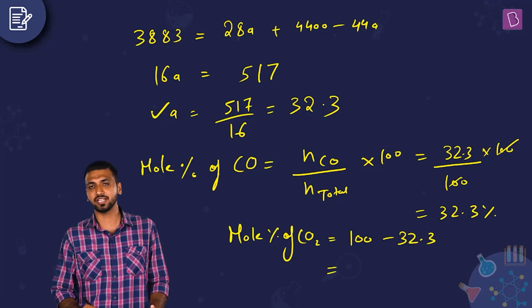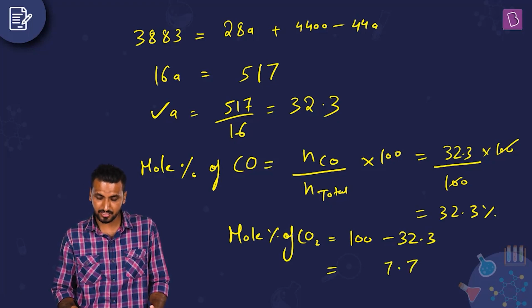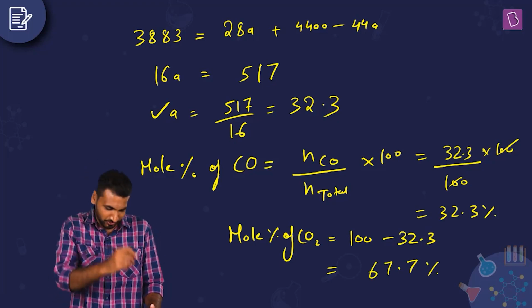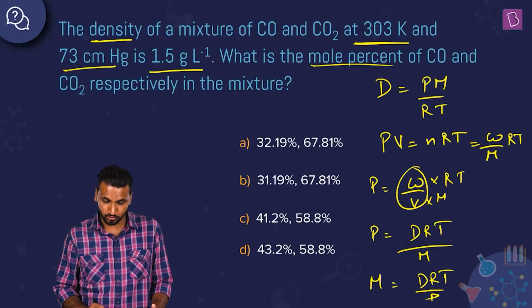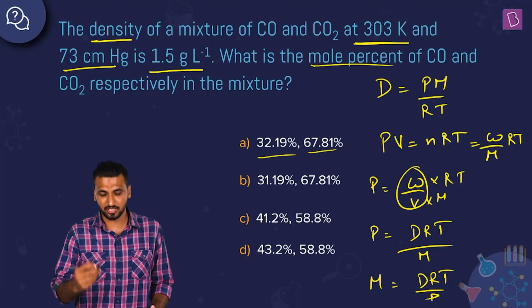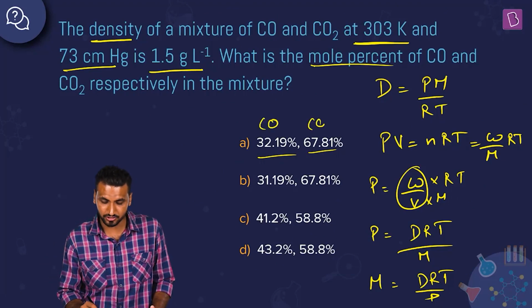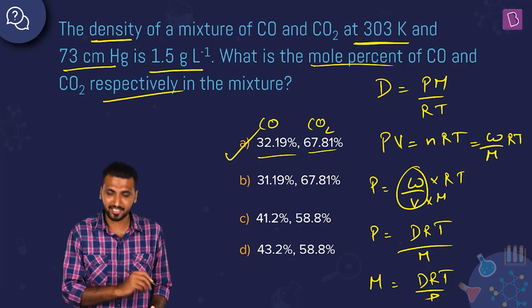And this is going to be 67.7%. Let's look at the options now. If you just go back to the question, 32.19, 67.81 is the closest possible answer for CO and CO2 respectively. So yes, A is the right option.